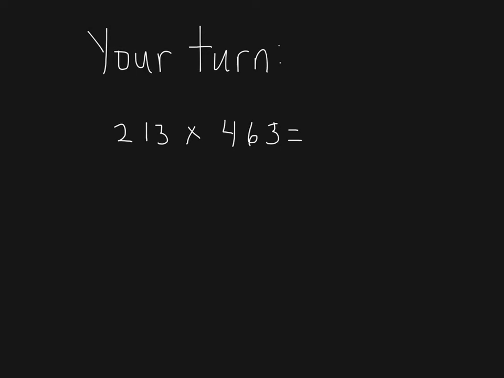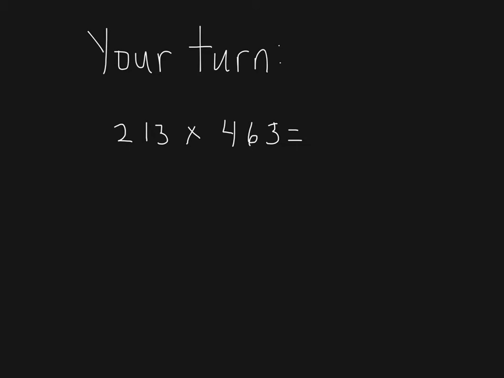Now it's your turn. You're going to multiply 213 times 463. Before you begin using the standard algorithm, I'd like you to round each number to the greatest place and then multiply them to find a reasonable estimate. Then I'd like you to use the standard algorithm to find the exact answer.